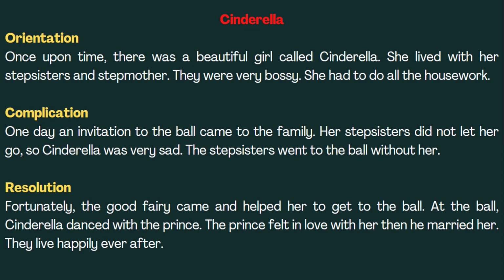Alright, these are examples of narrative text, the Cinderella story. In this text, we can find there are three parts. The first one is the orientation, where the characters are introduced, and the second one is the complication, where the problems start to develop, and the last one is the resolution, where the problems start to resolve.